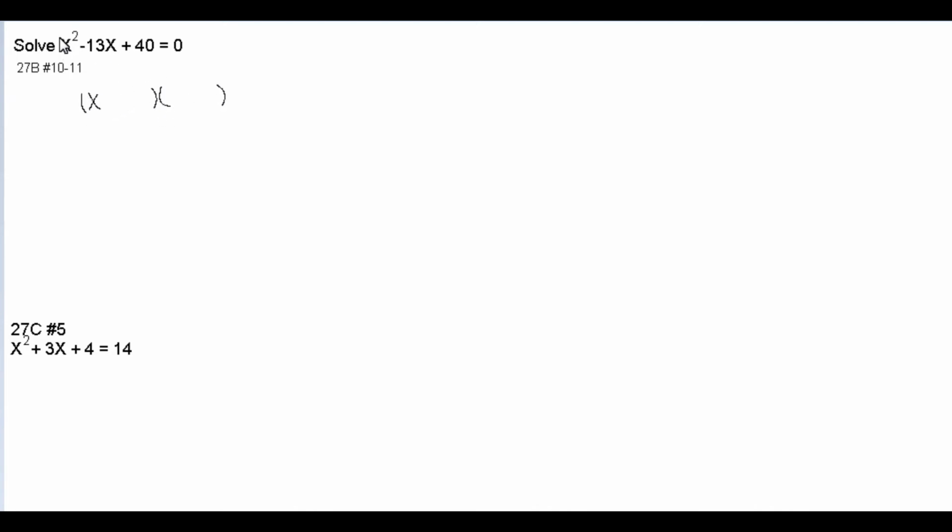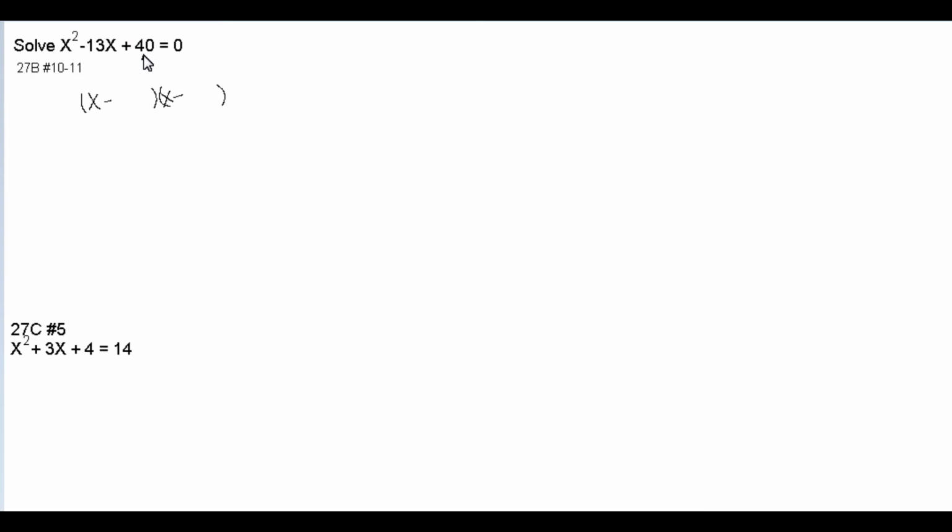There's no coefficient in front of the x, so I have x that starts both of them. This is a plus, which means that my two numbers are going to multiply to give me a positive number. But this here is a minus, so they're going to add up to be a negative number. Well, the only way we can multiply and get a positive and add and get a negative is if they are both negative numbers. So then we just have to figure out what two negative numbers multiply together to get 40 and add up to get 13.